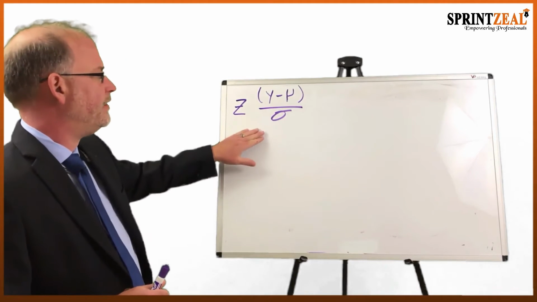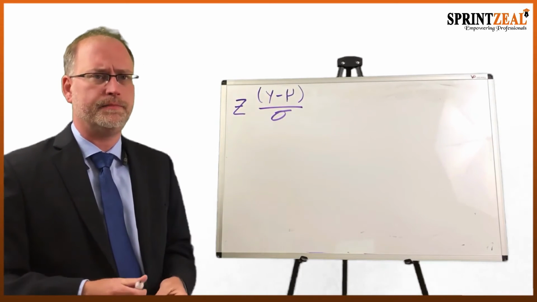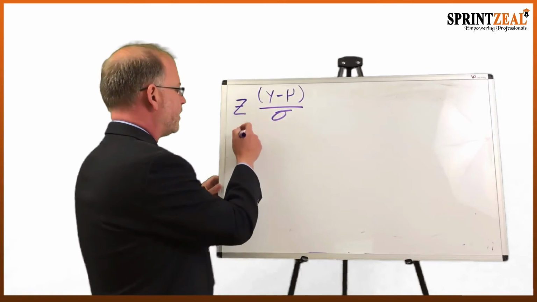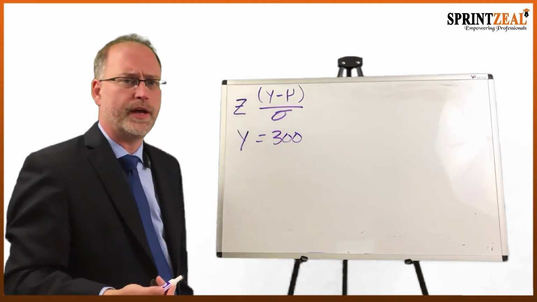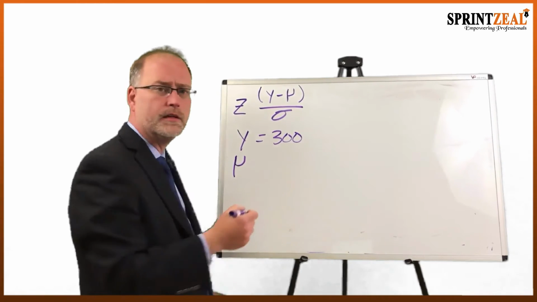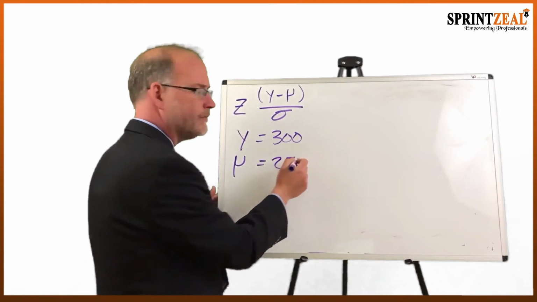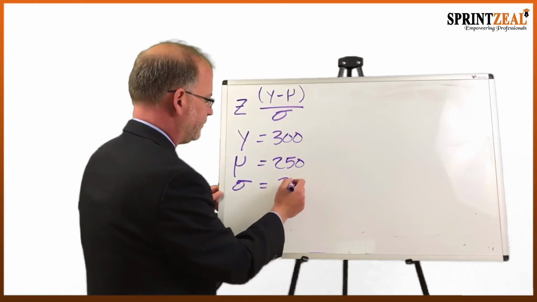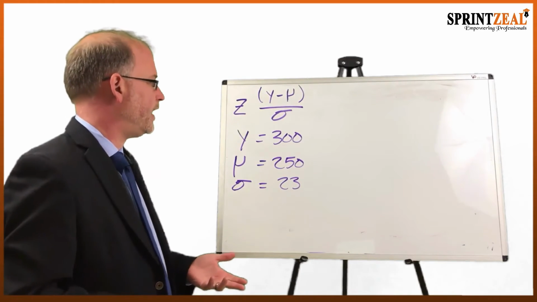So here I have the normal distribution formula that we just previously discussed. Let's fill in some of the blanks. Our y is going to be 300. That's the number that we're after. Our mean is going to be 250. And finally, our standard deviation was 23. So now we just fill in the blanks.